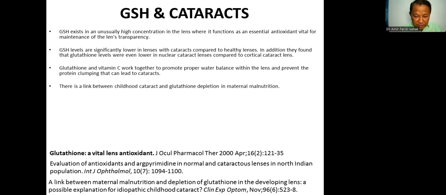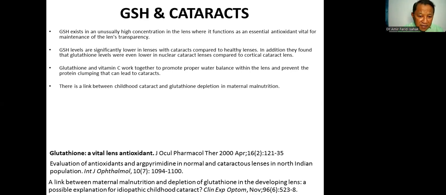Cataracts can happen either in the center or in the periphery of the lens. The nuclear is where the cataract is in the center. The cortical is where the cataract is in the periphery. Glutathione and vitamin C work together to promote water balance within the lens and prevent the protein clumping that can lead to cataracts. We know both of these are antioxidants, so they work together as antioxidants, and they also work together to maintain proper water balance of the lens.